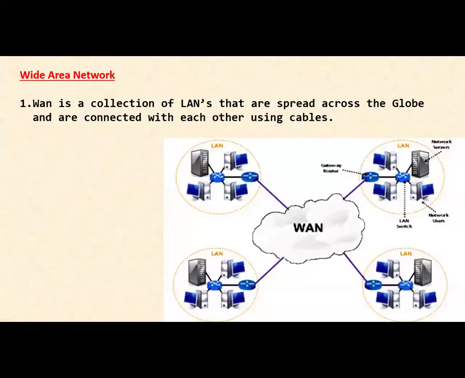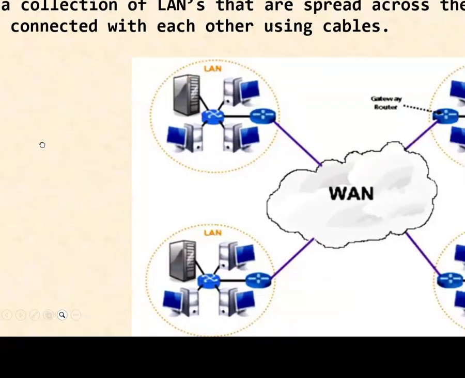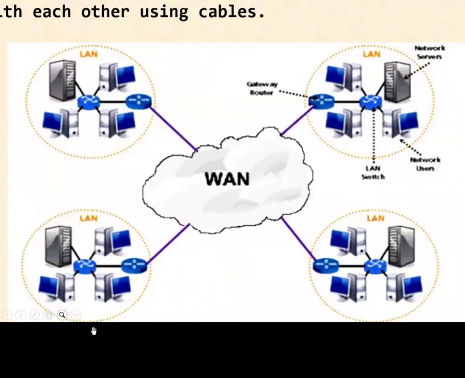But what about this wide area network? What is wide area network? Wide area network is a network that is spread across the globe and are connected with each other using cable. So wide area network means, imagine here, friends, this particular branch, what you see here, let's say it is there in India.